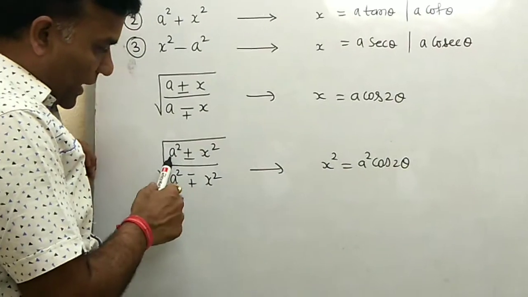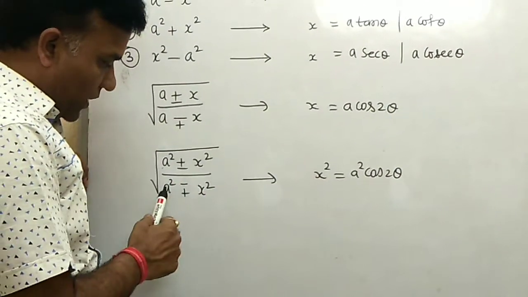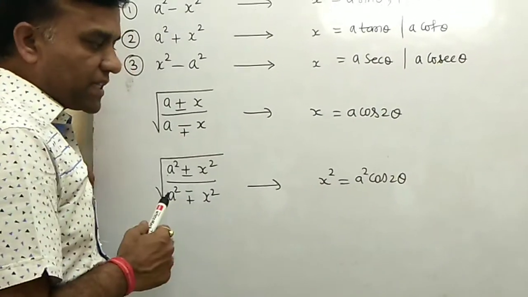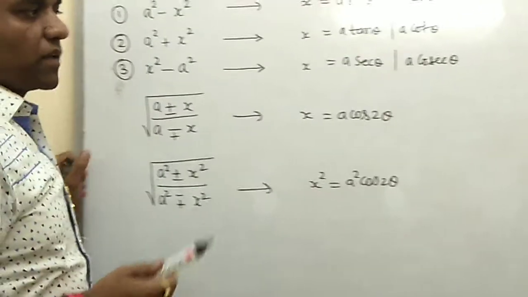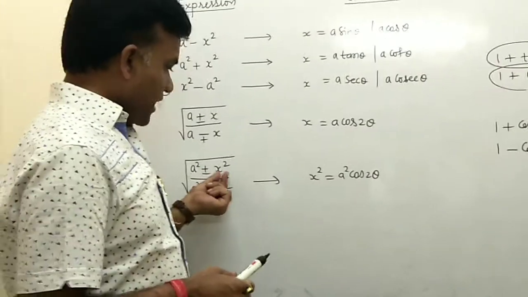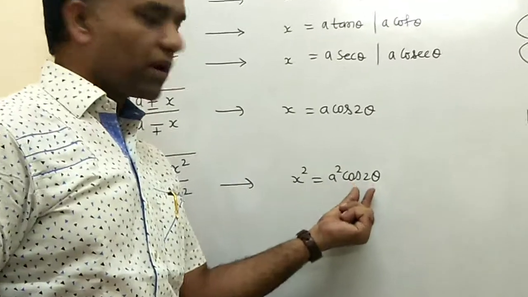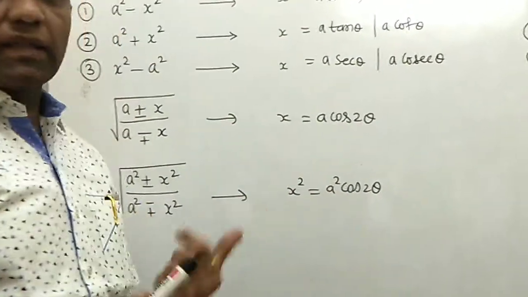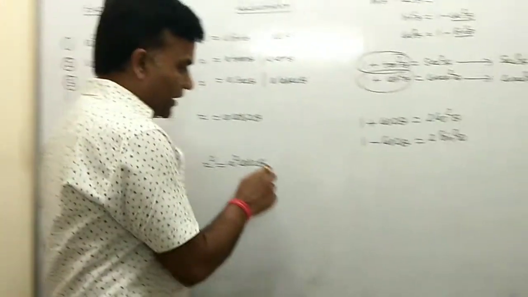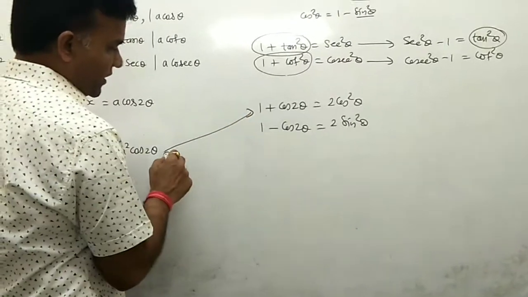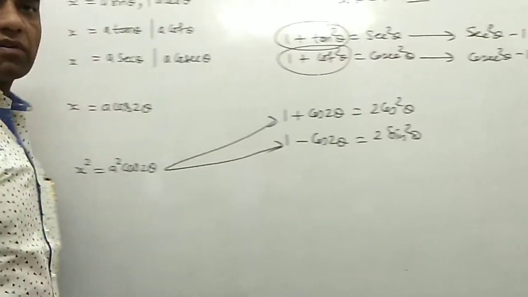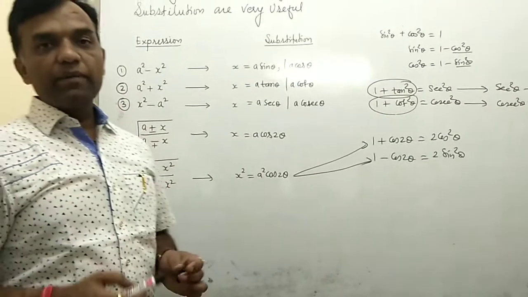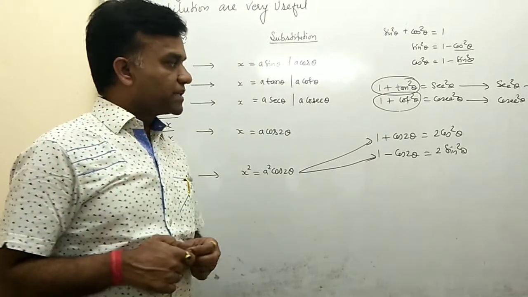Similarly, one more concept according to the square root sign: a square plus or minus x square. Then again the substitution is no change. In place of x square you substitute a square cos 2 theta, because a square is common, and then again you form the same formula. It is converted into 1 plus cos 2 theta and 1 minus cos 2 theta, but the formula is the same: 2 cos square theta and 2 sin square theta.